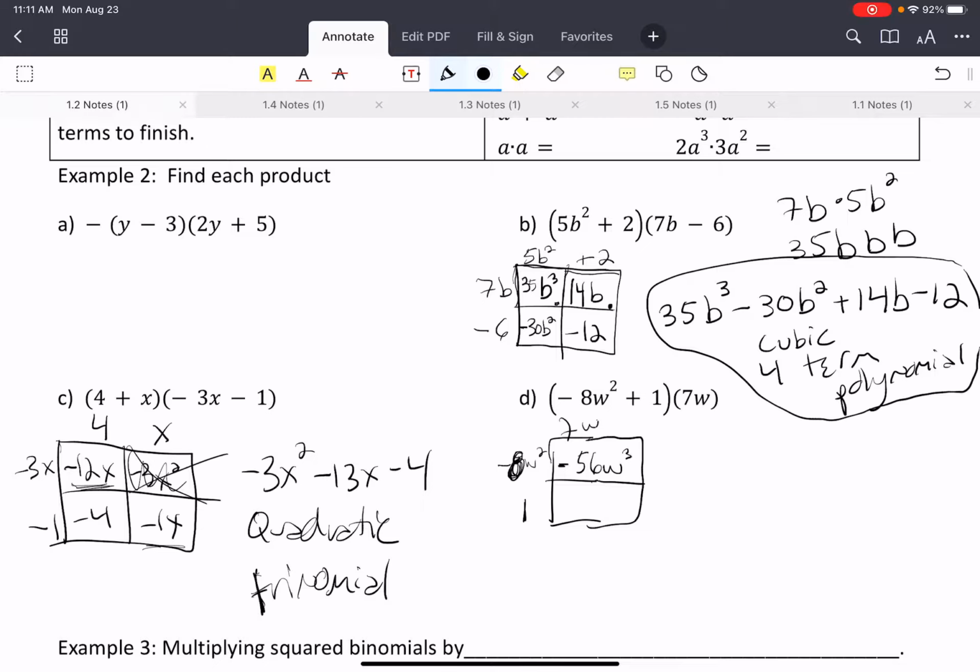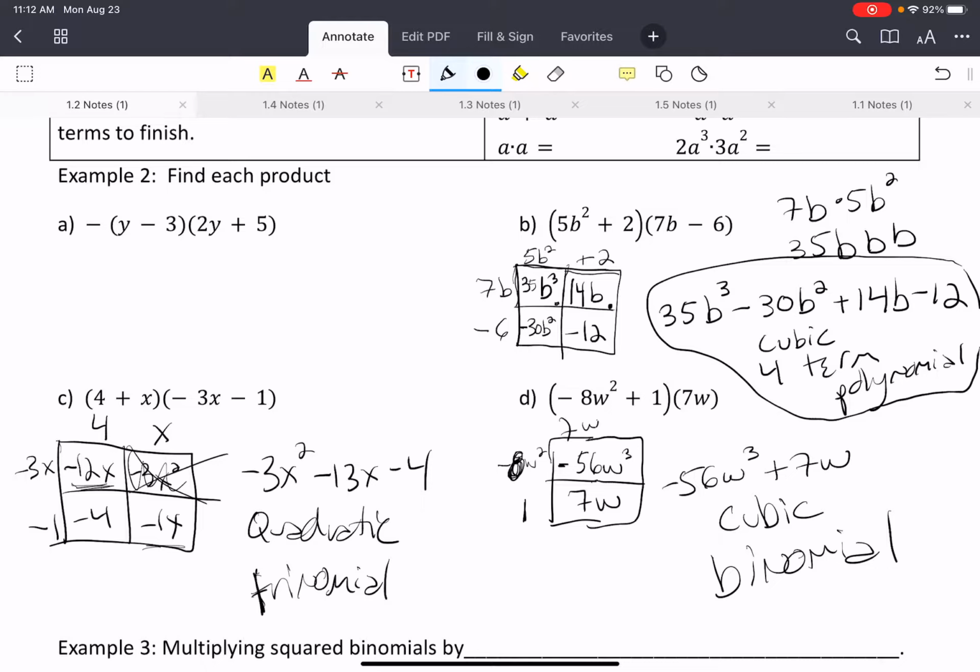They both have W's. Good. Okay, what else? Is that the only thing? Yeah, go ahead. So when you add or subtract, the exponent doesn't change. It's only when you multiply or divide that the exponent changes. And timesing by 1 doesn't matter. So negative 56, that's not a 6. Negative 56 W cubed plus 7W. So cubic binomial.